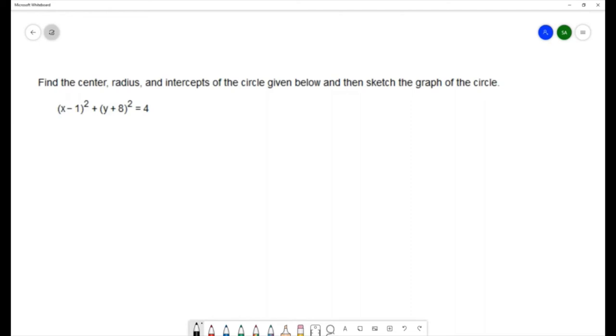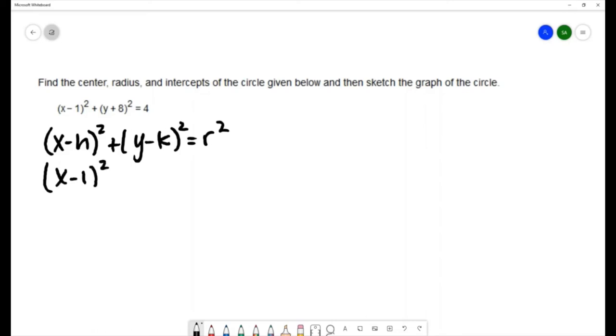The standard form of a circle is x minus h squared plus y minus k squared equals r squared. And this matches that format. We have x minus 1 squared plus y plus 8 squared equals 4.